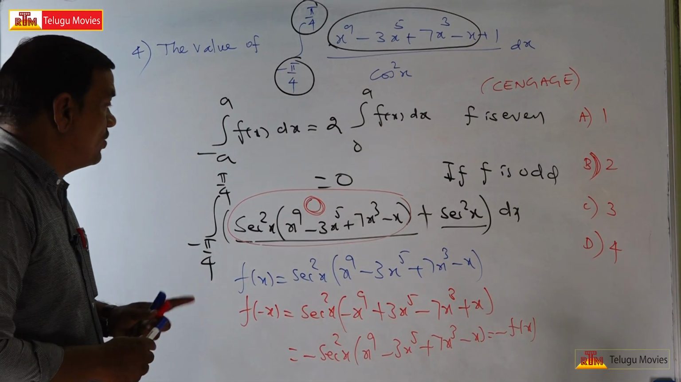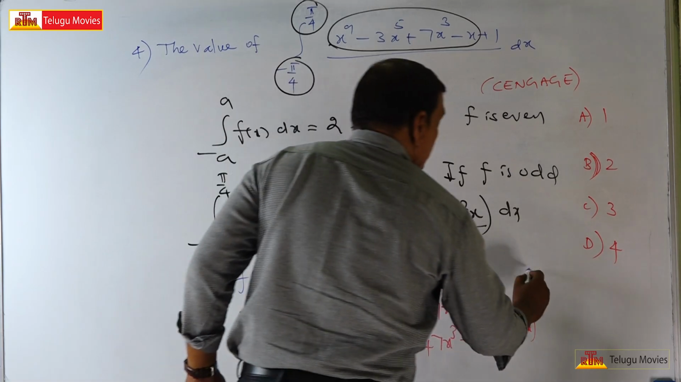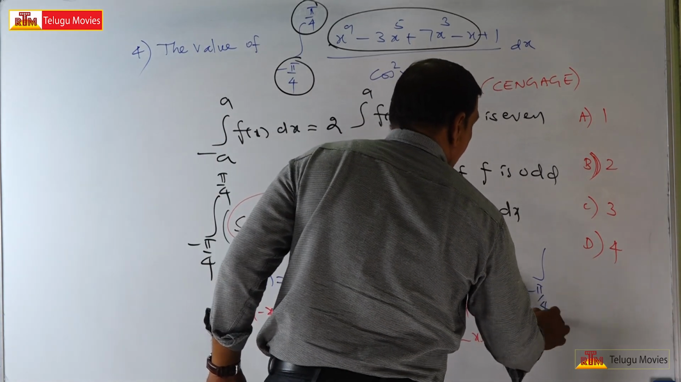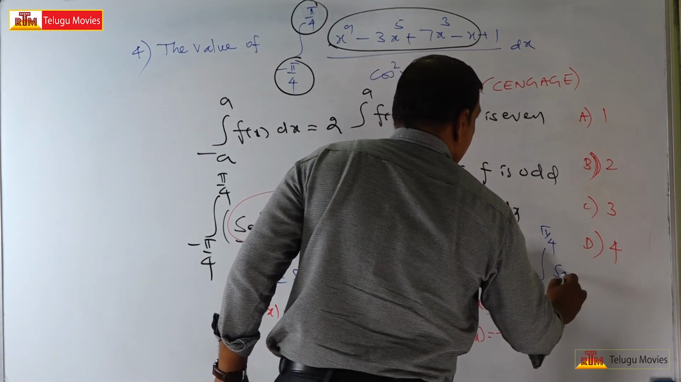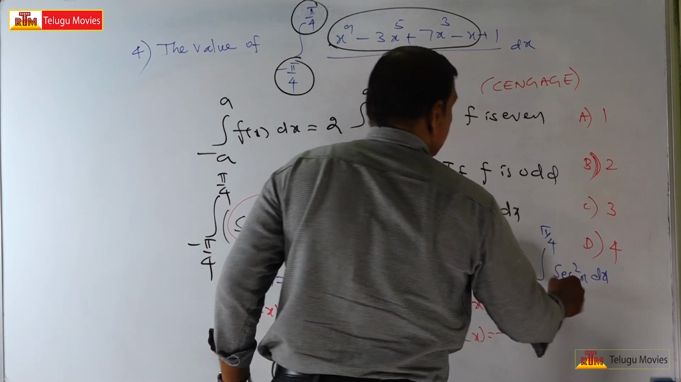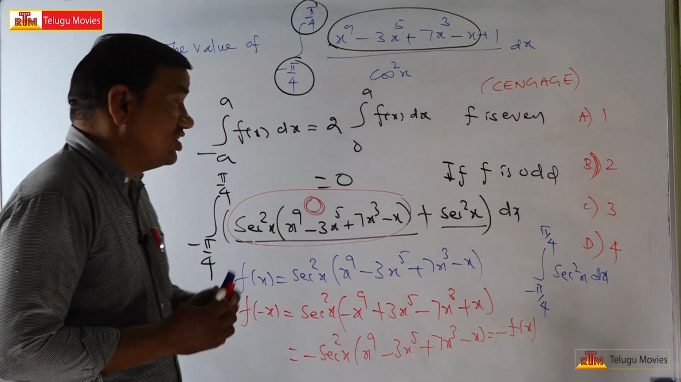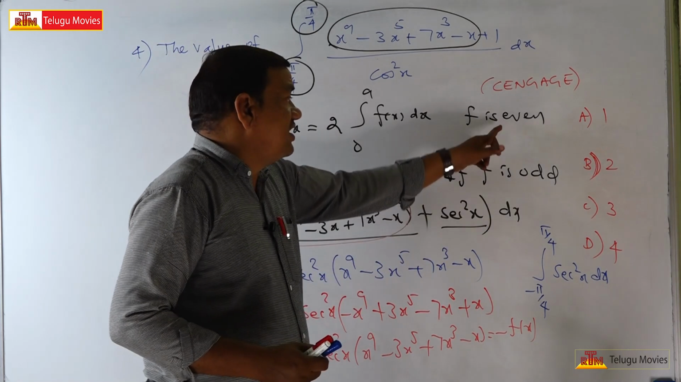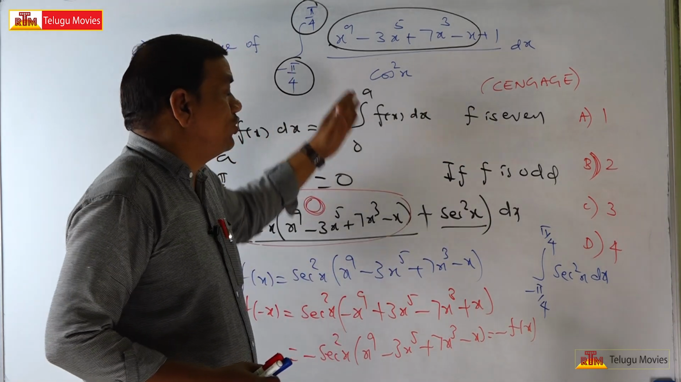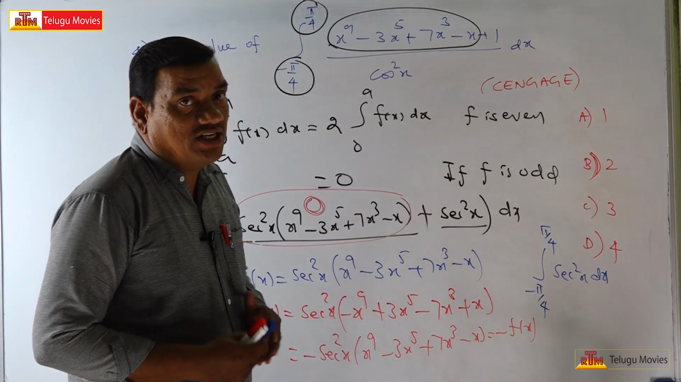So if you find out the value of the integral from minus pi by 4 to plus pi by 4 of secant square x dx, secant square x is not an odd function, so it is an even function. You can write down 2 times the integral from 0 to pi by 4 of secant square x dx, the formula you can apply.